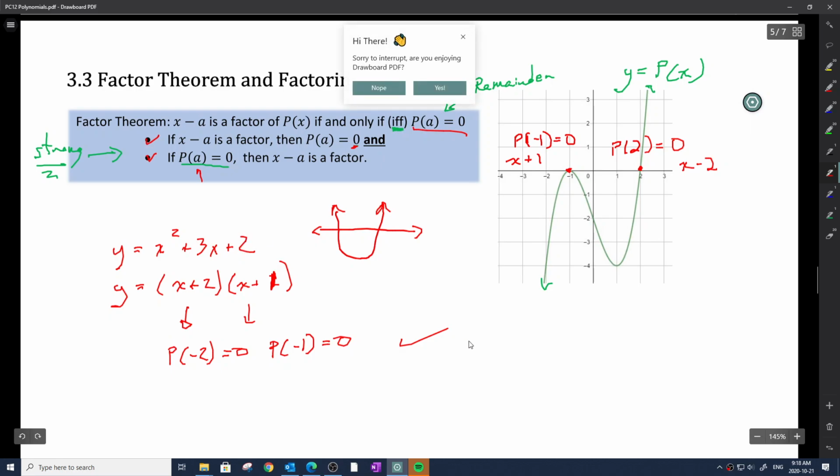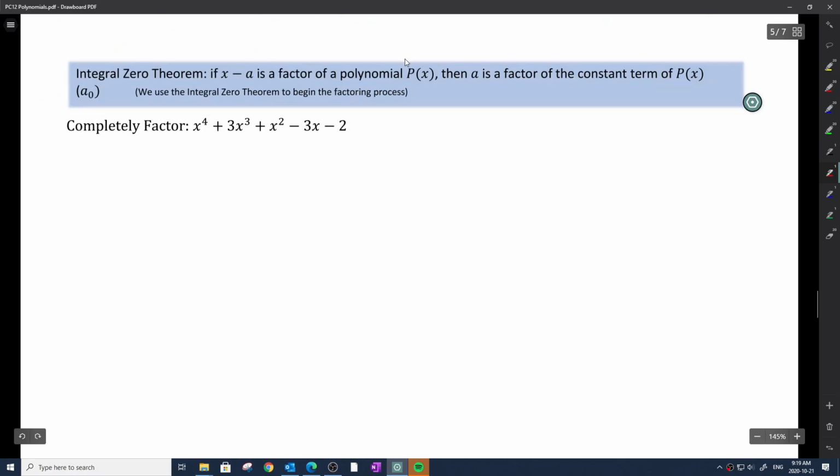All right. Enough of this. Let's move on. Really, it's the remainder theorem wrapped up in a special way. That's what the factor theorem says. So the integral 0 theorem: if x minus a is a factor of a polynomial, that is, if we have a factor x minus a of polynomial p of x, then a is a factor of the constant term.